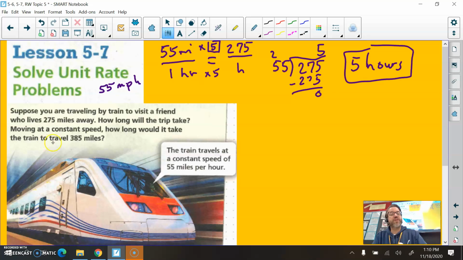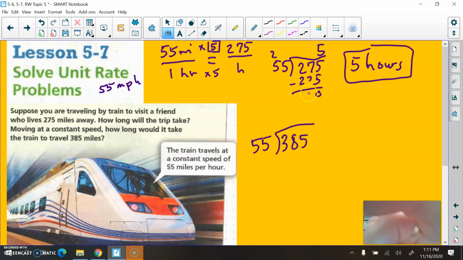How long would it take the train to travel 385 miles? Well, again, I could do the same thing. I could take my 385 miles and I could divide by 55 because the train can go 55 miles in 1 hour. Okay, and I'm just curious, is that going to go in exactly? Yes, it is. Exactly 7 times.